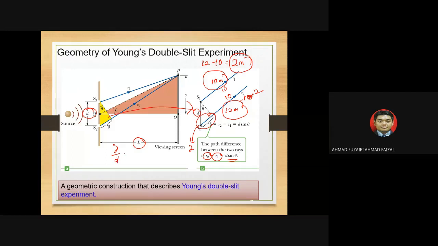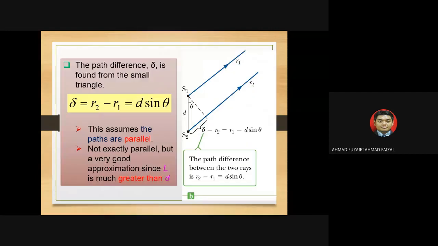D is not the distance, delta is not the distance. Delta is the difference. Delta over d is equivalent to sine theta, so delta is equivalent to d sine theta. So what is delta? Delta is R2 minus R1, or the difference between the path lengths traversed by the rays. This assumes the paths are parallel. So this is why I give my explanation.